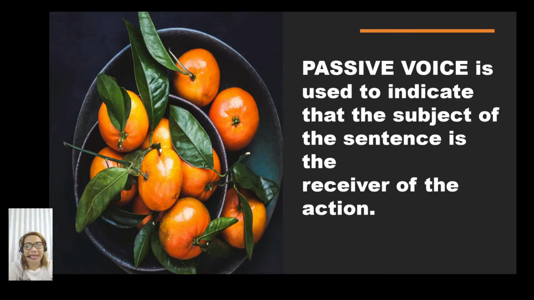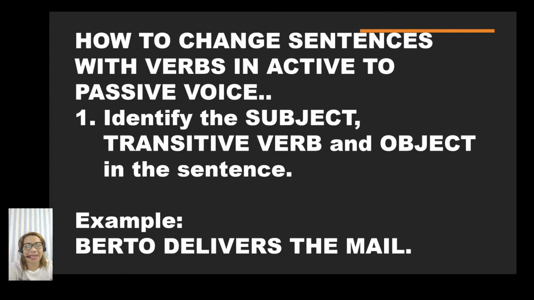Now, how do we change the sentences with verbs in active to passive voice? Number one, identify the subject first. Okay? Then, identify the transitive verb and identify the object in the sentence. So, we have to give an example. BERTO delivers the mail. What is the subject? It is BERTO. Delivers, it is the verb, the transitive verb. What did BERTO deliver? It is the mail. So therefore, the mail is the object.